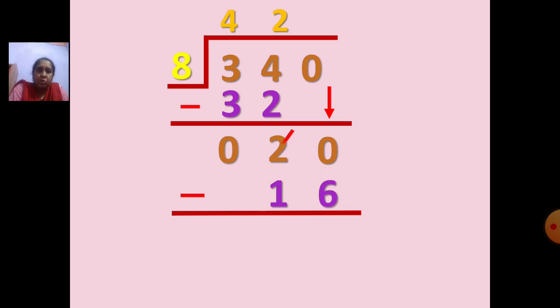Cut 2, write 1 there. Cut 0, write 10. Now you can subtract. 10 minus 6 is how much? 4. 1 minus 1, 0. Now here you have got quotient 42 and remainder 4. Now how are you going to write the answer statement?